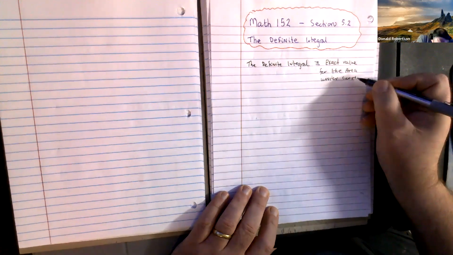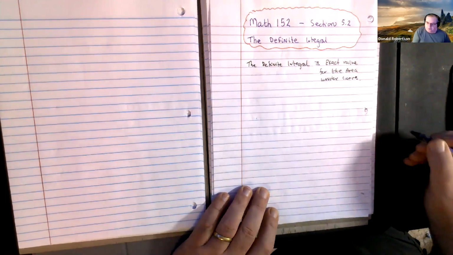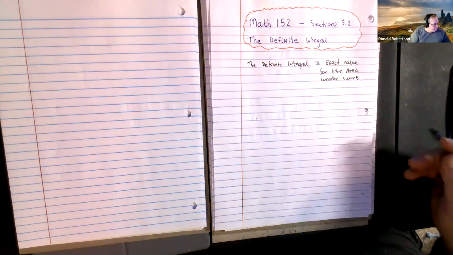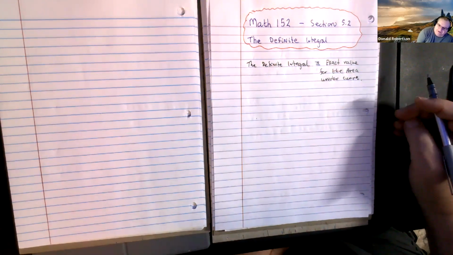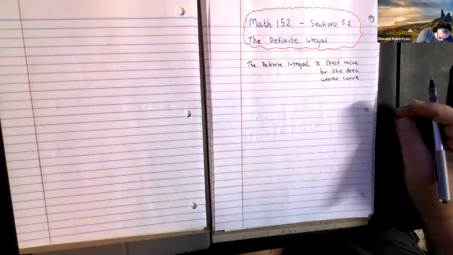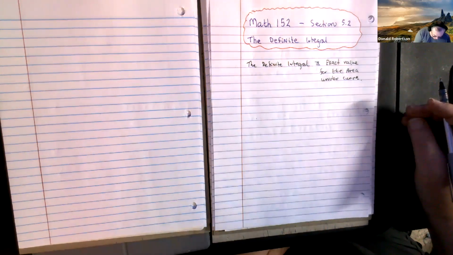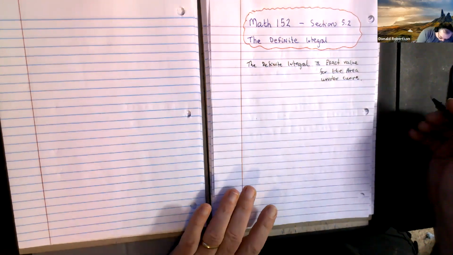And this section is going to be the end of what I would probably call the awkward or messy part. Once we get by this, things become, in my opinion at least, a lot cleaner because we use algebra to find exact areas under curves. So the definite integral is the exact value for the area under a curve.